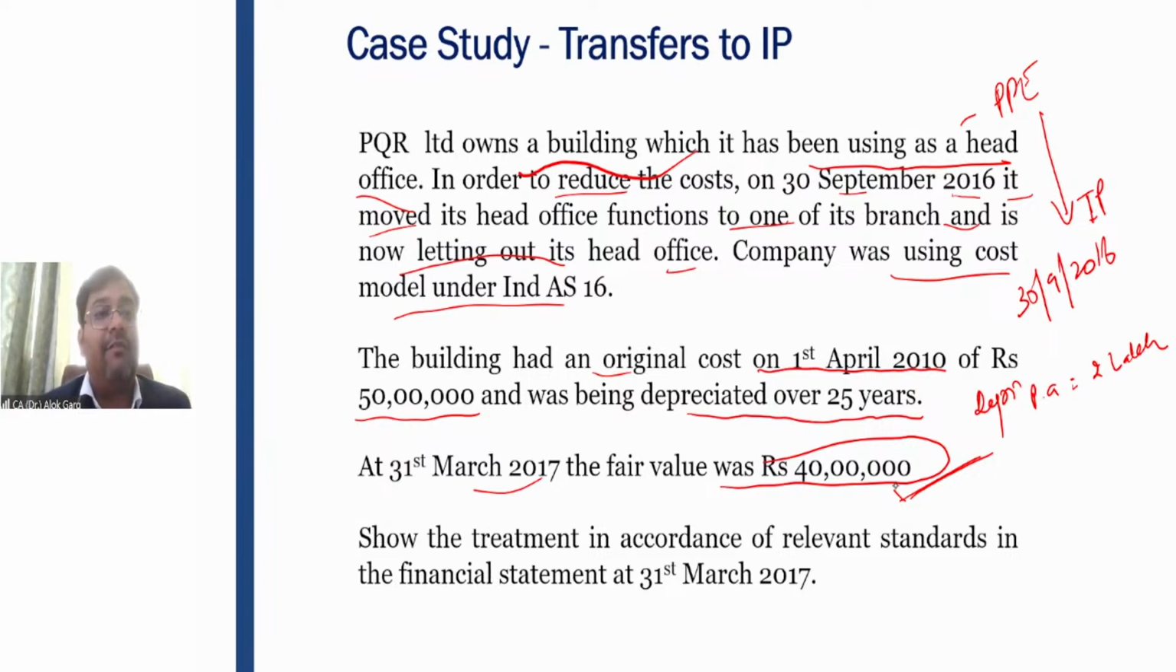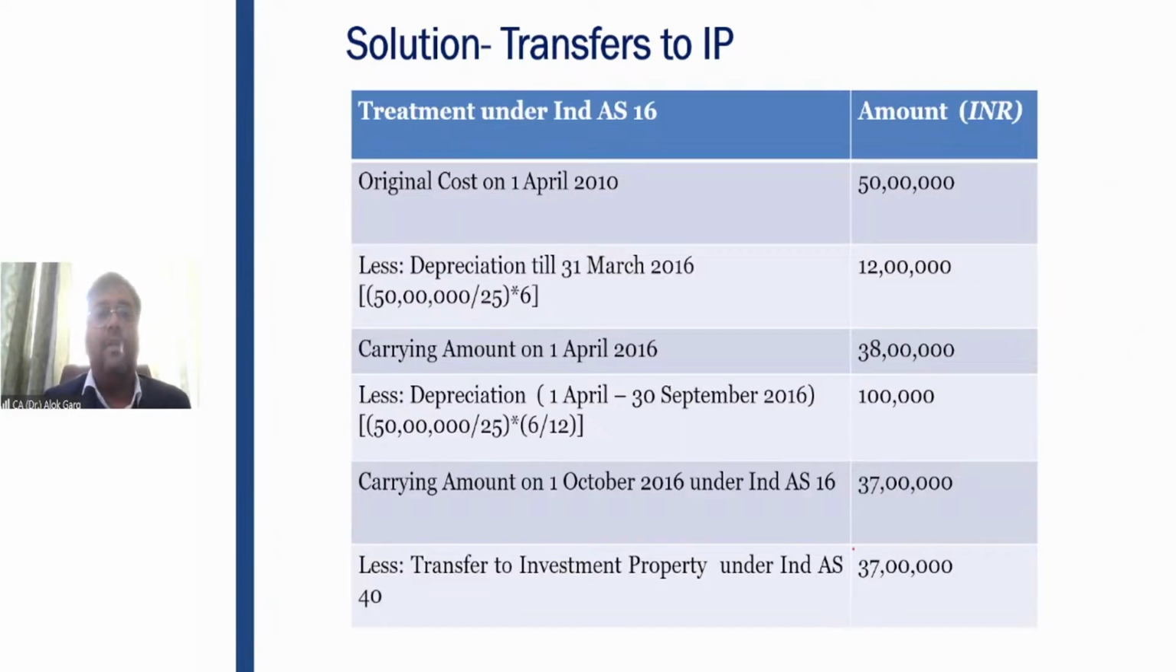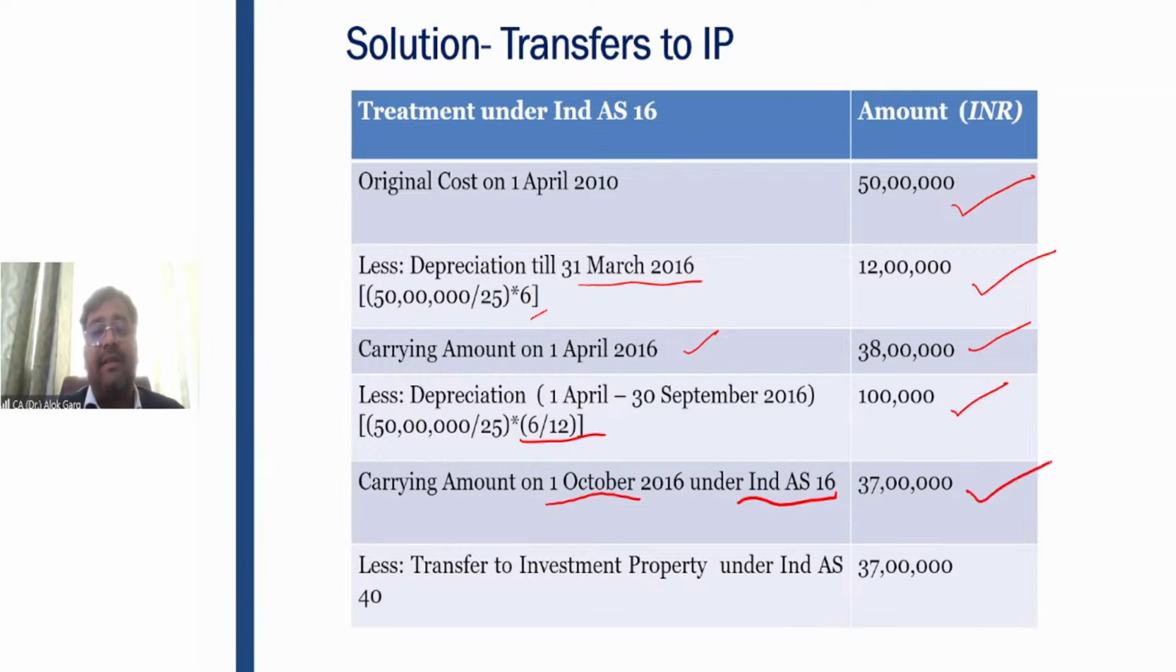For example, if the fair value is lower than the carrying value, in that case, what will happen? Impairment will be triggered, right? You are required to show the treatment in accordance with the relevant standard in the financial statements as on 31st March 2017. It means it is talking about Ind AS 16 and Ind AS 40. So the original cost was 50 lakh. The depreciation till 31st March 2016, for 6 years, is 12 lakhs. The carrying amount on 1st April 16 is 38 lakhs. And the depreciation for the 6 months till 30th September 2016 is 1 lakh. The carrying amount on 1st October under Ind AS 16 is 37 lakh.